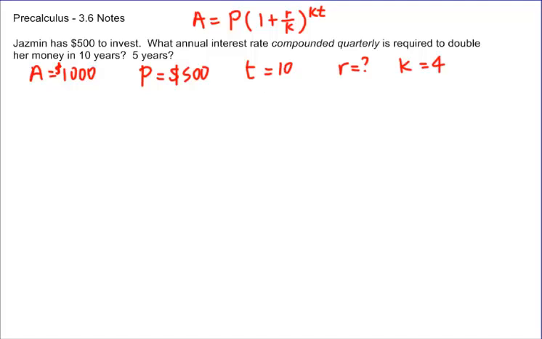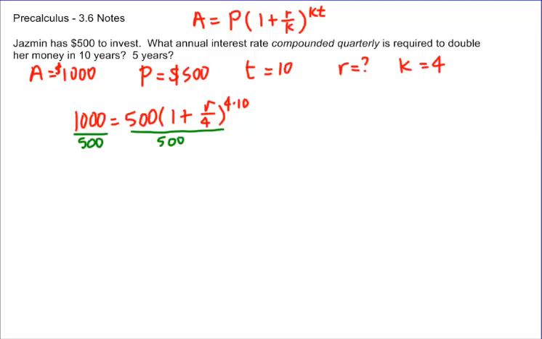So the setup on this is not too bad. It's going to be 1,000 equals 500 times 1 plus the rate we don't know divided by 4, and then 4 times 10. And to clean this up a little bit, divide both sides by 500. So 2 is equal to 1 plus the rate over 4 to the 40th power.